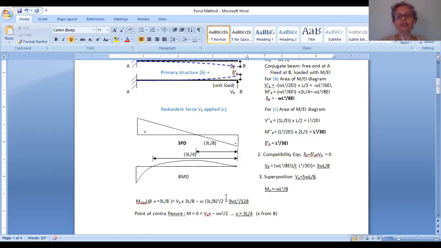The same equation I am going to write here: VA into x minus Wx squared by 2 is equal to 0. If I solve for this x, I get x is equal to 3L by 4. Now x is being measured from B. So this is the point of contraflexure. So I have drawn entirely the shear force as well as the bending moment diagram.